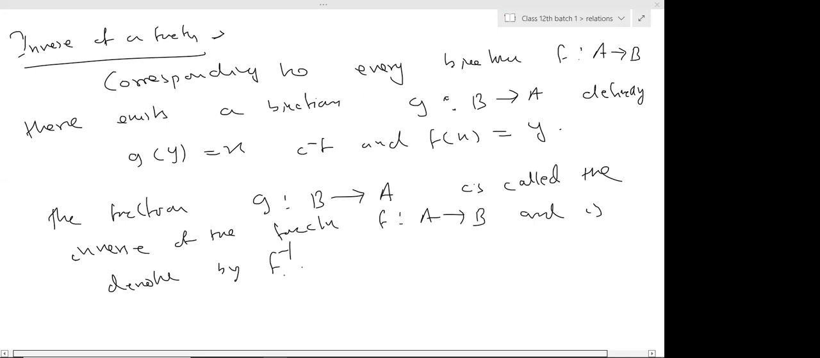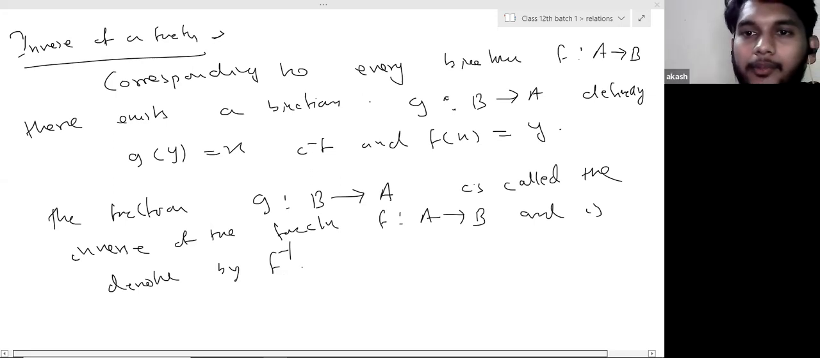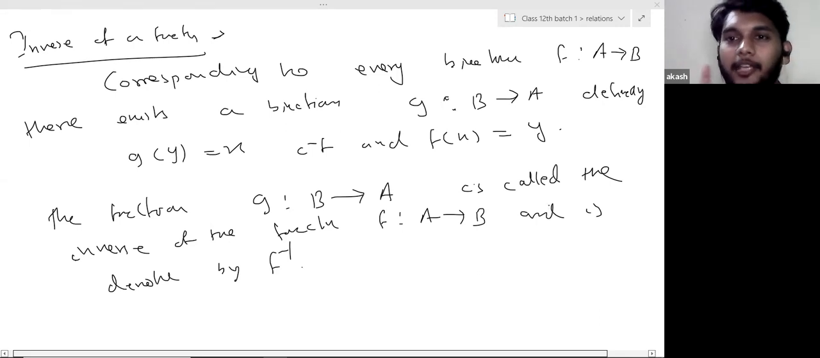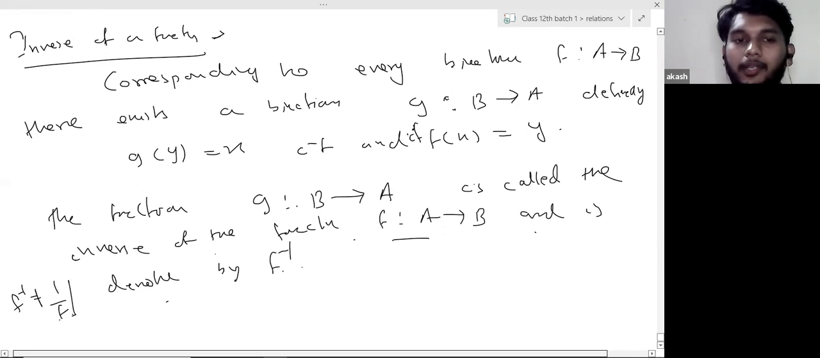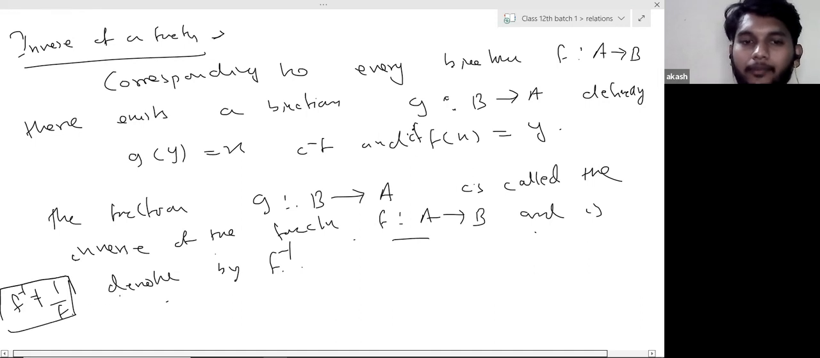Sir, could you please read it once? All right, I'll read it once. Corresponding to every bijection f from A to B, there exists a bijection g from B to A defined by g of y equals x if and only if f of x equals y. The function g from B to A is called the inverse of the function f from A to B and is denoted by f inverse. And again let me tell you, f inverse is not equal to 1 upon f. This is very wrong. They'll put you in jail if you write this. The FBI runs behind you if you write this. F inverse is not 1 upon f, so don't write this ever in your life. All right, this is clear, everyone?